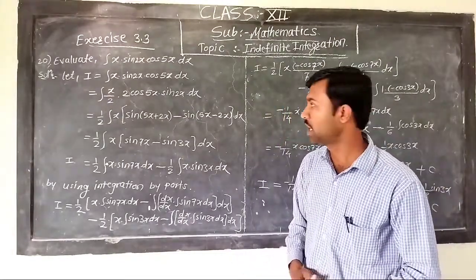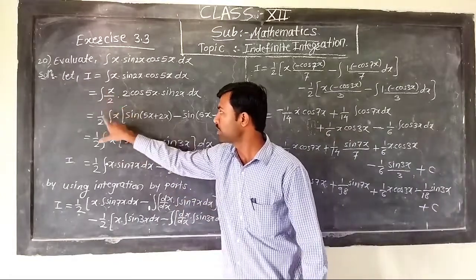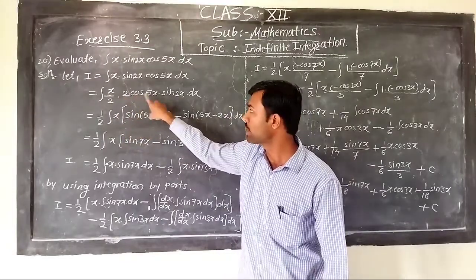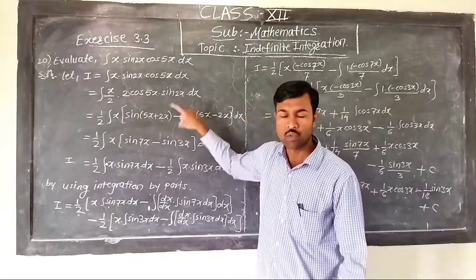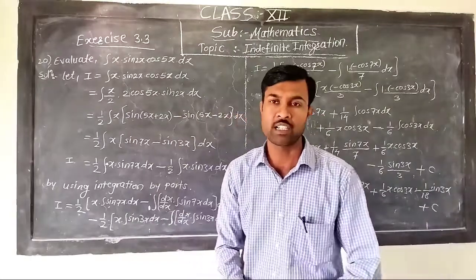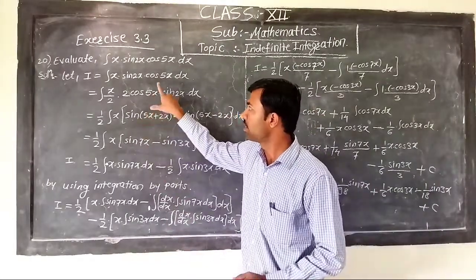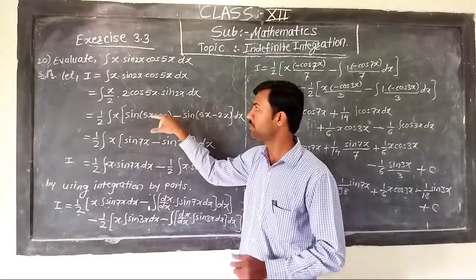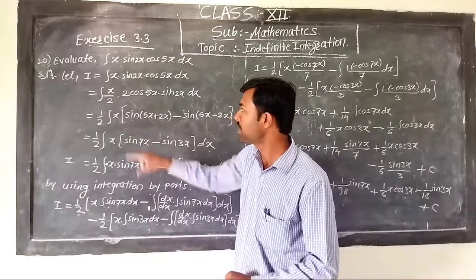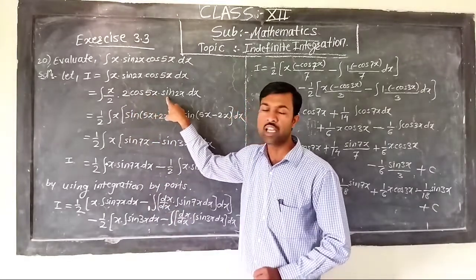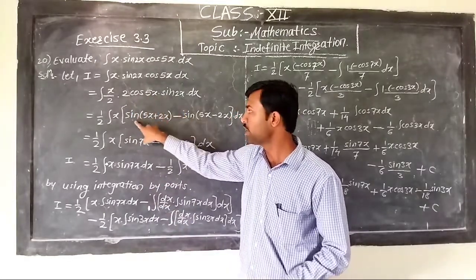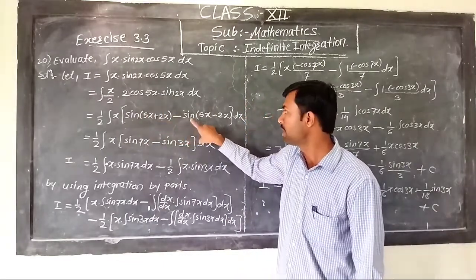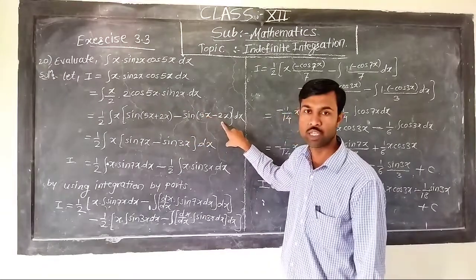After applying that formula, I will write this as 1 upon 2, a constant, into the integration of x into this term, 2 cos A sin B. While writing this term, always keep in mind to put the bigger angle in the first term and the smaller angle in the second term, so that the formula application is very easy. Now this term is 2 into cos A into sin B, and the formula for that is sin of A plus B, that is sin of 5x plus 2x, minus sin of A minus B, that is 5x minus 2x, into dx.